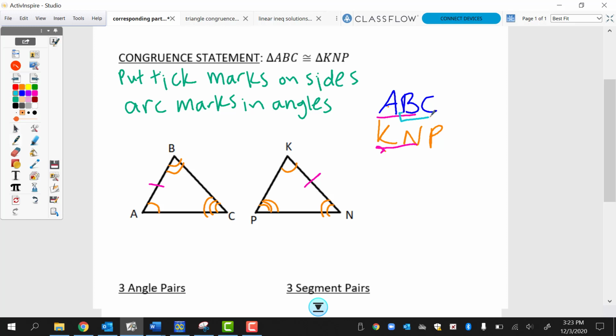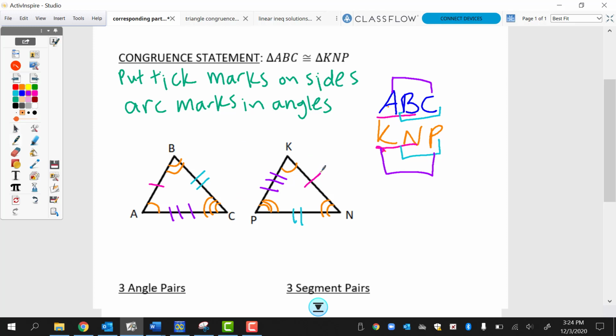And then the next two, B and C, that's going to match with N and P. And I already used one tick mark, so I'm going to put two on this one. B and C, N and P. And then last, that's going to be my first and last letters, A and C, and K and P. So A and C, we used one and two, so I got to put three. And then K and P, I put three. Okay. So that is one thing you have to be able to do. You got to put the tick marks and arc marks on the triangles.